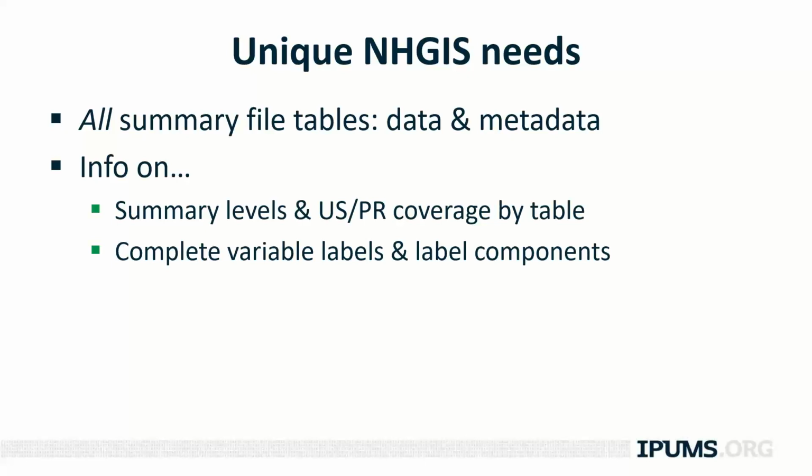We also have needs for specific types of metadata. We need to know the relationship between each table and which summary levels are available, and whether it covers both the US and Puerto Rico, or just one or the other. And we need, at some point, complete variable labels and the label components. So it is useful for us to have a list of just the educational attainment variables or categories, because we actually pull those out and present those separately from the sex categories or the age categories, etc. So we need both of those things.